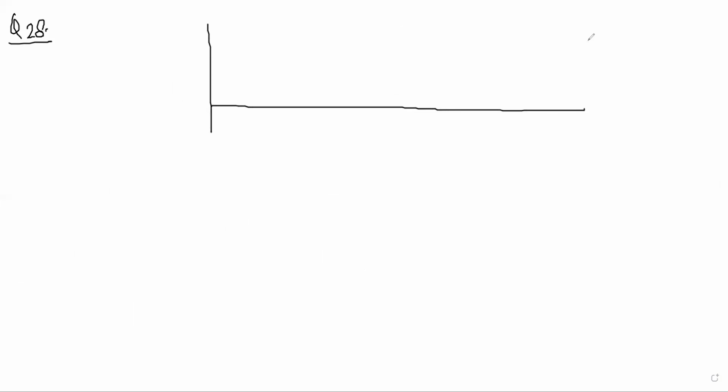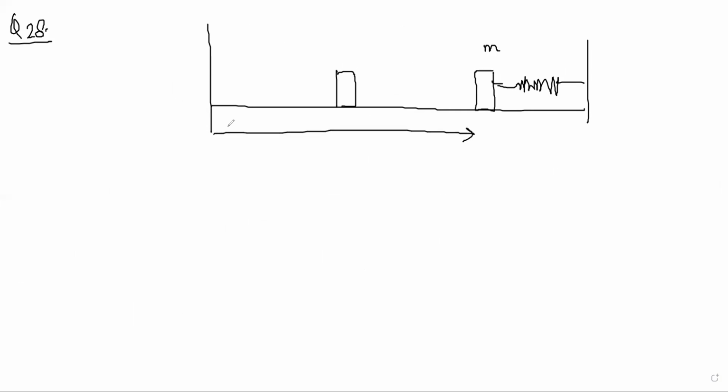This is the situation. There is a spring connected to a mass m, and there is another m somewhere here. The whole distance, this much, is L, and this is coming at V. It moves at V towards the right block.